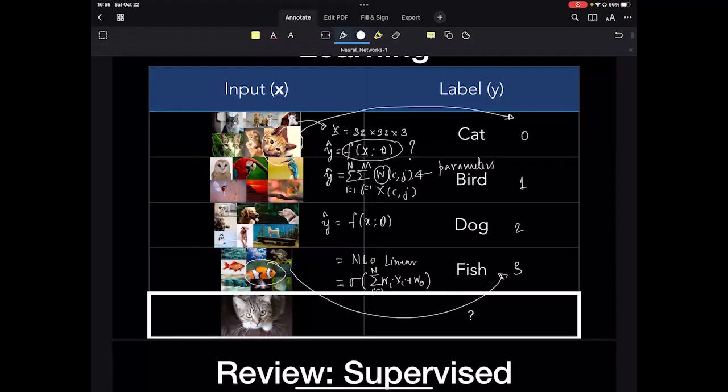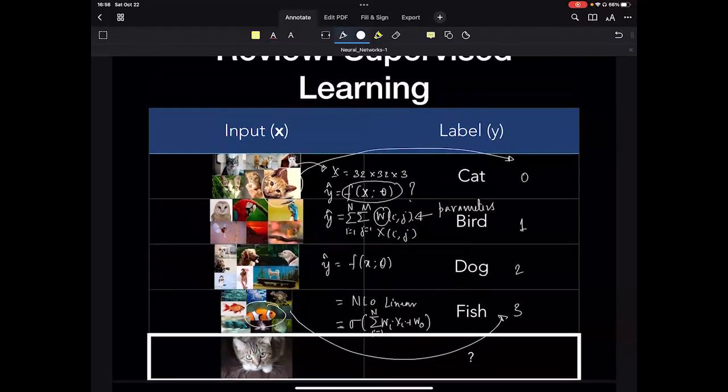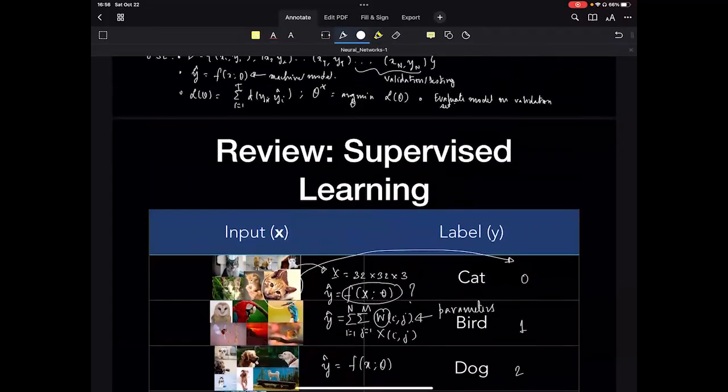Any questions or comments? Please feel free. So just to reiterate, just compare the problem here.